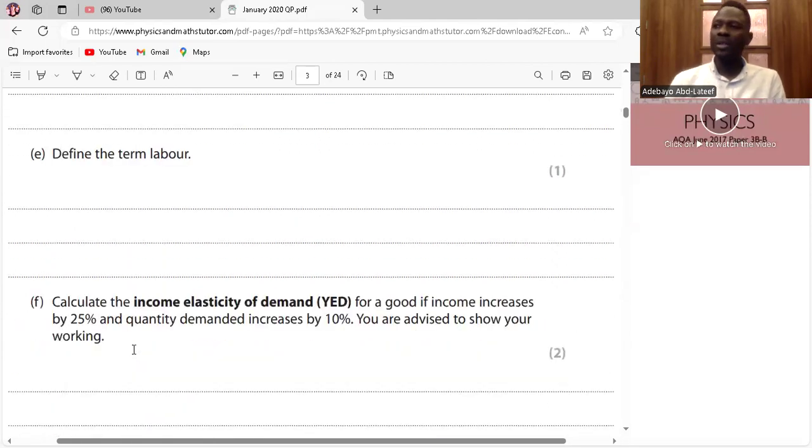Question E. Define the term labor. Labor is physical or mental effort used in the production of goods and services. Human physical or mental effort used in the production of goods and services. That is what labor is. I think it's clear.